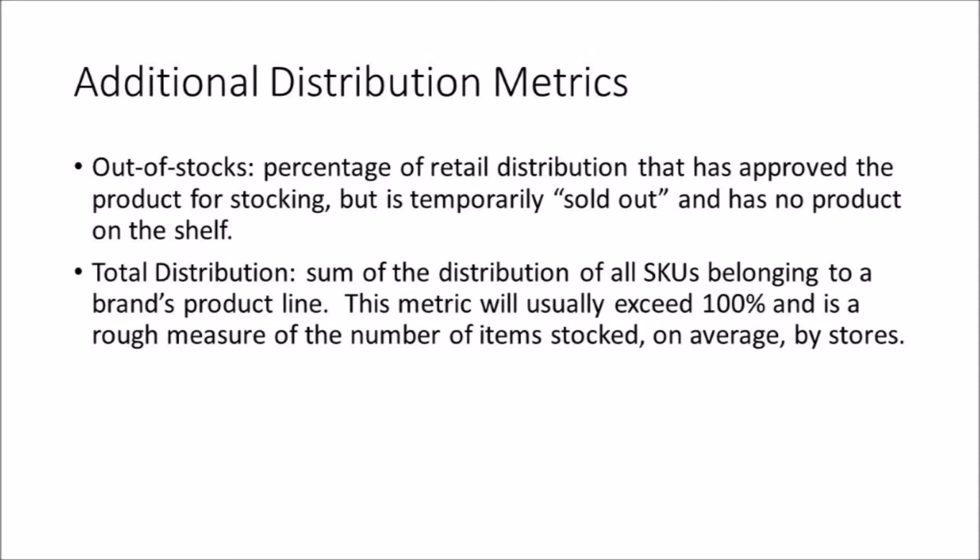The second additional metric is total distribution. Instead of looking at a distribution of a brand, where a brand would be counted as stocked if it had at least one stock keeping unit, total distribution counts and adds up the total distribution of all stock keeping units for a given brand. That can be, and typically is, a number much higher than 100%. And for example, 500% would typically mean that most outlets would have about five different stock keeping units of that brand on the shelf.